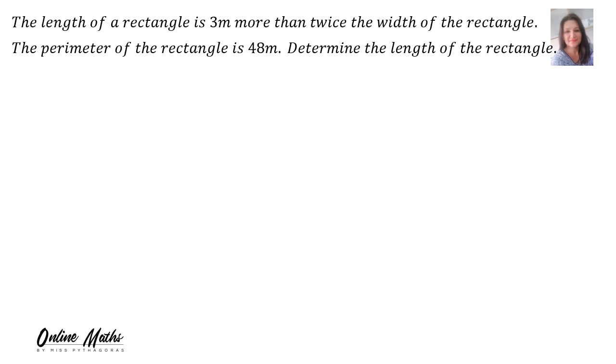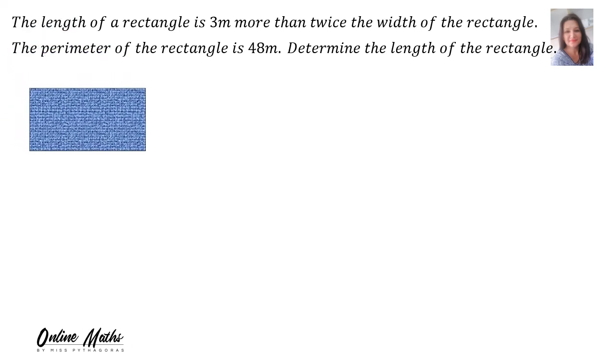The length of a rectangle is 3 meters more than twice the width of the rectangle. The perimeter of the rectangle is 48 meters. Determine the length of the rectangle. Now there's your rectangle. Let's start. Let's call the width b, and now the length, we'll have a close look at that.